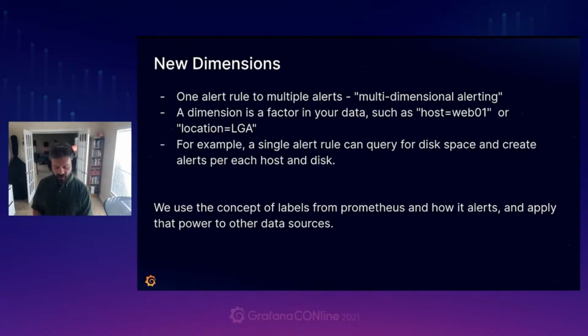So what this means is you can have one alert rule and create multiple alert instances from it, and I call this multi-dimensional alerting. So your data will have these different dimensions, which will be factors or facets of your data, such as host equals Web01, or the location is LGA. So for example, if you have a single alert rule that can query for disk space and create alerts, then you get one per host and disk. So this is a more powerful system in terms of leverage with your alert rules to alerts.